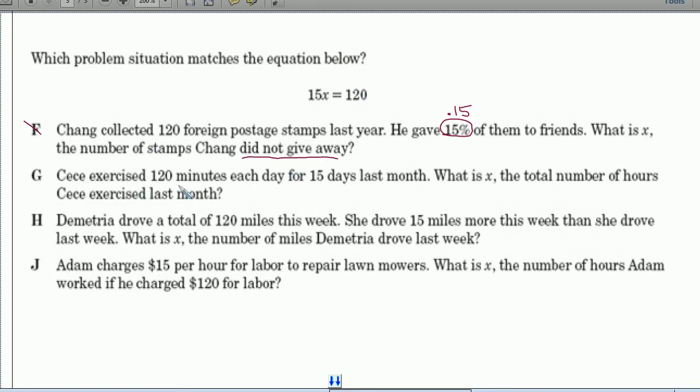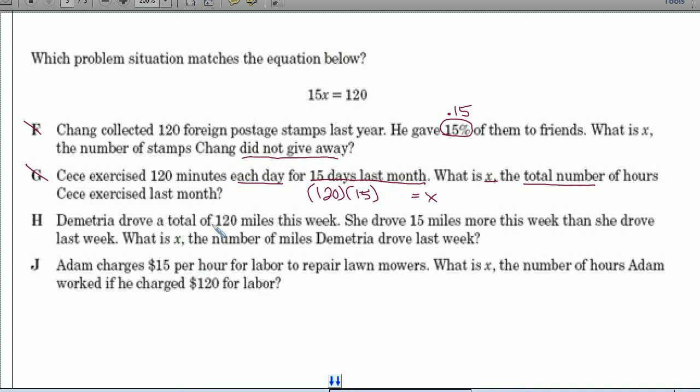Alright, CC exercised 120 minutes each day for 15 days last month. What is X? The total. So X is going to be the total of number of hours CC exercised each month. And in order to find that out, we have to multiply 120 times 15, because she exercised 120 each day, and she did that for 15 days. So this would be the equation. We have the right numbers, but they're not in the right order, so it's not going to be right.